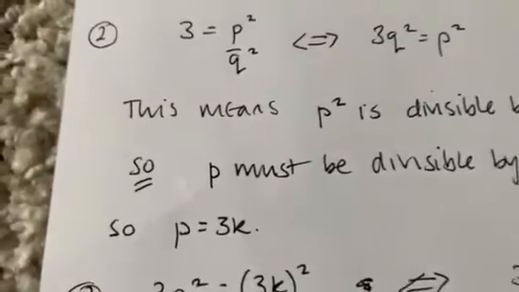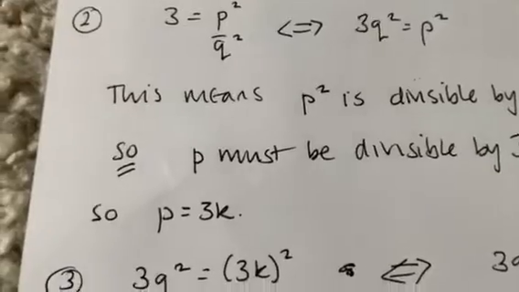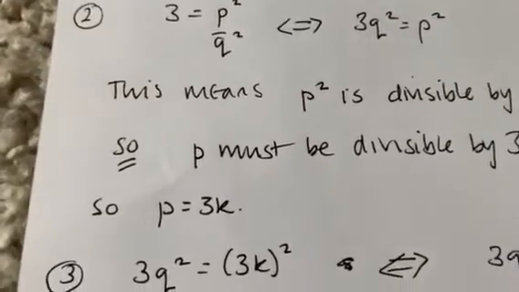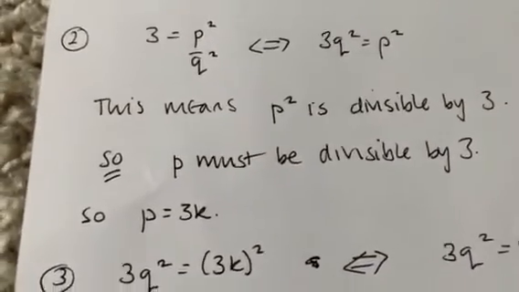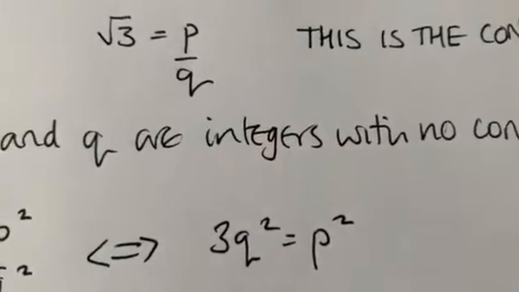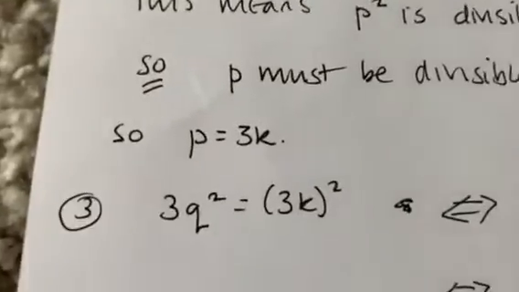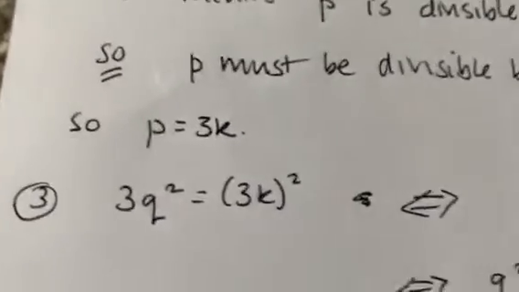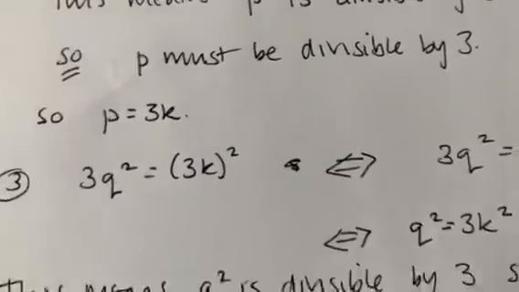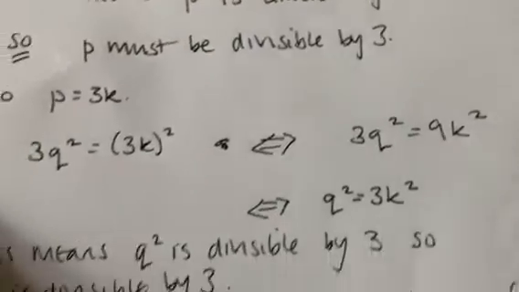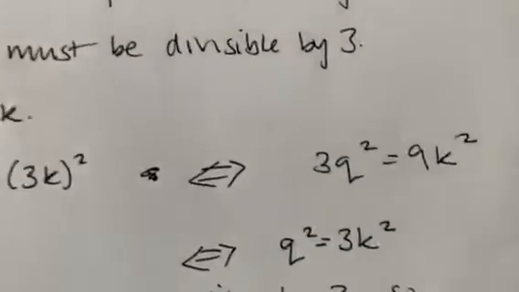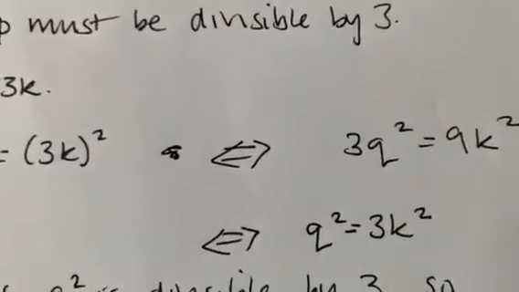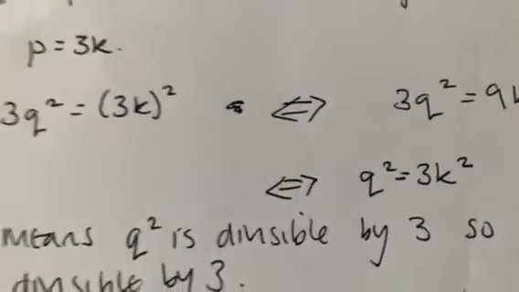So I can write p as 3 times anything, where that k is an integer. So replacing that back in to the 3q squared is p squared, I'm going to get 3q squared is 3k all squared. 3k all squared is, of course, 9k squared. So I'm now dividing both sides by 3, getting q squared equals 3k squared.